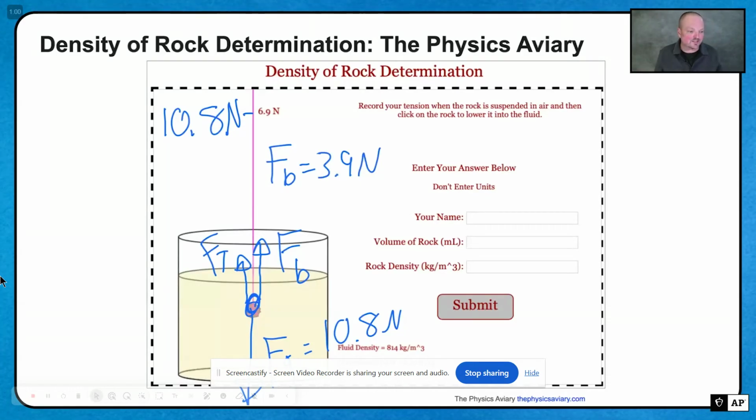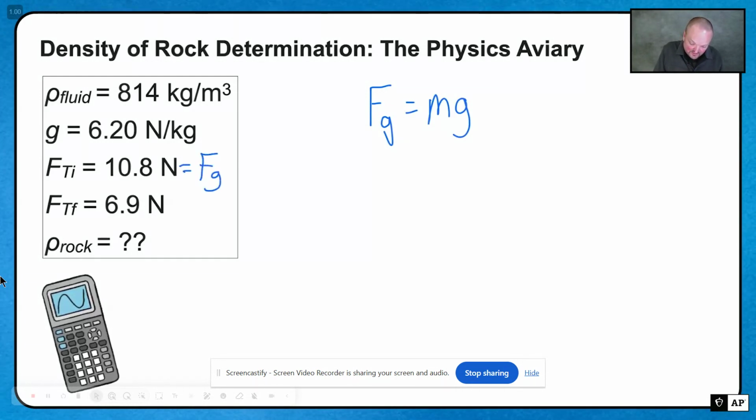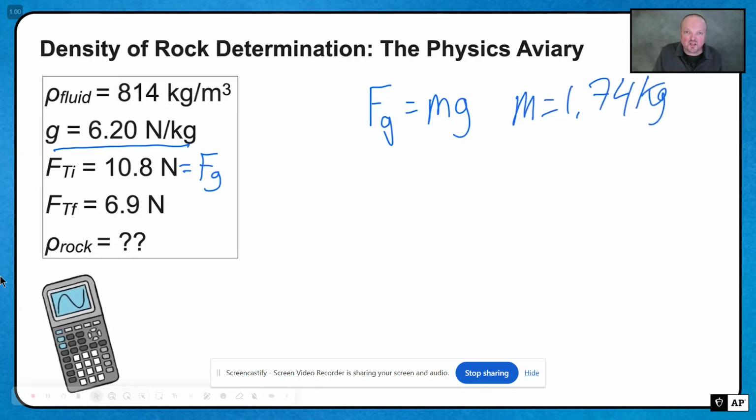So what they're going to do is ask us to figure out the density of that rock. And the way that they can do that is to figure out the mass of the rock and the volume of the rock. I can figure out the mass of the rock pretty easily. The weight of the rock is equal to the mass of the rock times gravitational field strength. I know that the weight of the rock, which we've already figured out, was 10.8 newtons. And I know that the gravitational field strength is 6.2 newtons per kilogram. When I use that information, I get the mass of the rock to be 1.74 kilograms.